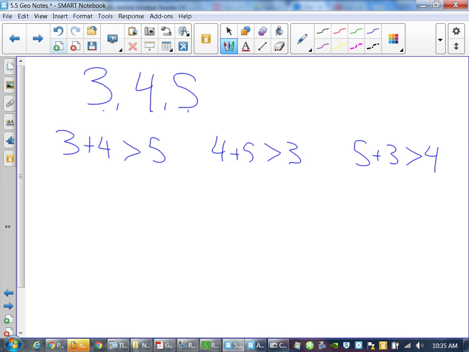I started with 3, 4, 5, then I put the 3 at the end and moved everything up, then I put the 4 at the end and moved everything up. I just rewrote them 3 times. Those are the 3 possible ways of writing out the inequalities. Are those all true? Yeah, 7's bigger than 5. Yay. 9 is bigger than 3. Yay. And 8 is bigger than 4. Yay. That's why you can make a triangle out of it.